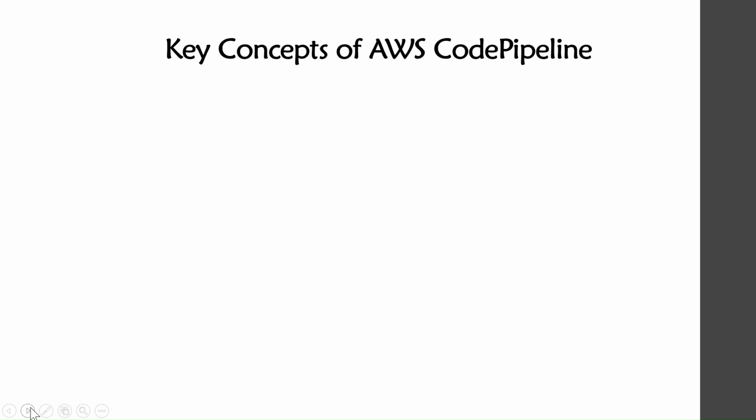So what are the key concepts of AWS CodePipeline? First is the source stage, which pulls code from GitHub, AWS CodeCommit, or S3. The source stage is where AWS CodePipeline retrieves the latest version of your application's code. It can pull the code from repositories like GitHub, AWS CodeCommit, or Amazon S3. This stage is triggered automatically whenever there are changes in the source code, ensuring that the pipeline always works with the most recent version of the application.